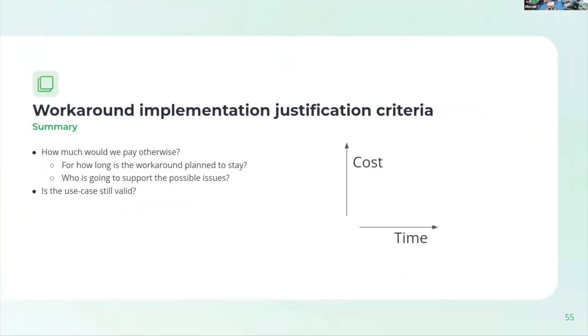So in the end, you try to do some scientific things about it. It's like a plot of cost and time, which applies to whatever you do in IT or whatever. How much would it cost to do it in the first place? How much time would you spend on it during the whole time of the stuff running on your platform? Is the use case still valid? Should we rethink the original purpose of the workaround and so on?